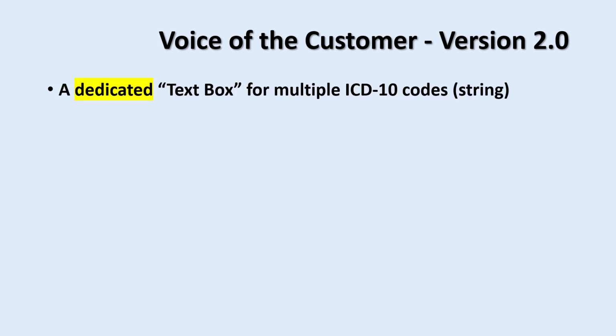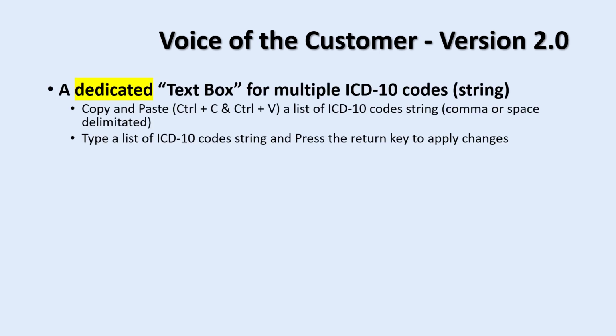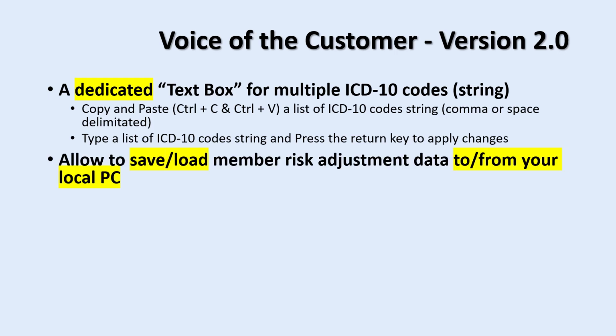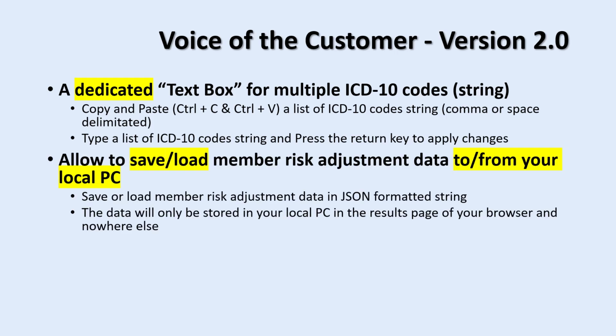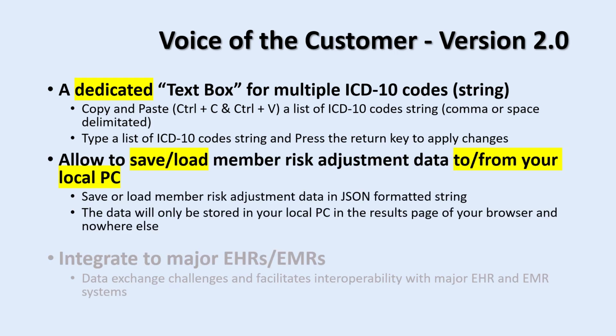These are the new voice of the customer features included in this 2.0 release. A dedicated text box is added to allow you to copy and paste a list of ICD-10 codes string. After pasting, the list of ICD-10 codes string in the dedicated text box will be split into separate cells. Alternatively, you can apply changes by pressing the return key after typing a list of ICD-10 codes string in the dedicated text box.